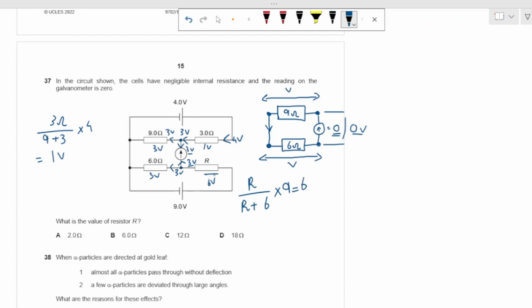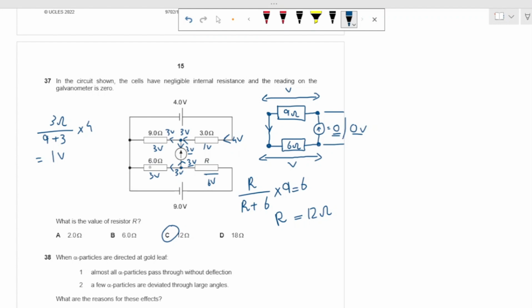That is the PD across this. And if we rearrange and solve for R, we are going to get our answer as 12 ohm. The answer is C. Once again, this question was a bit difficult to solve, but we can analyze this using very simple Kirchhoff's laws.